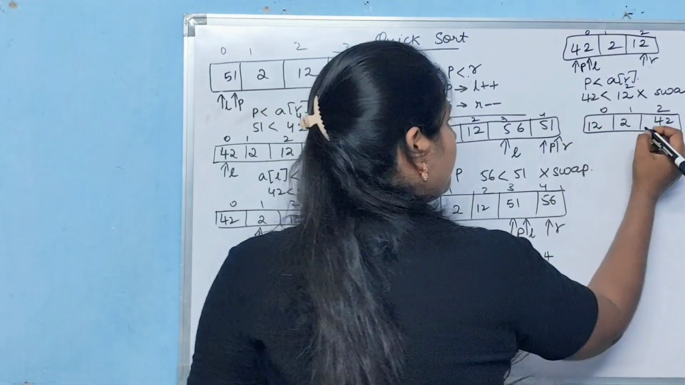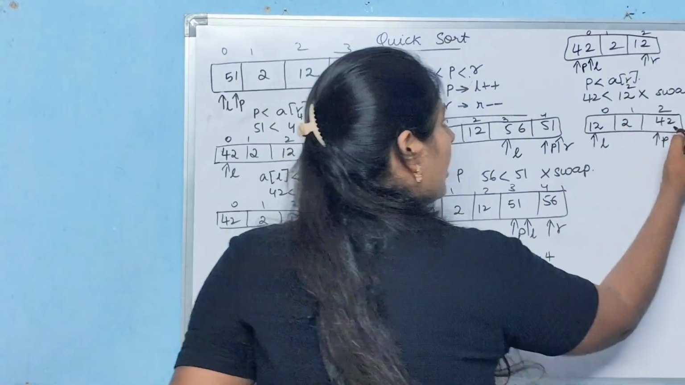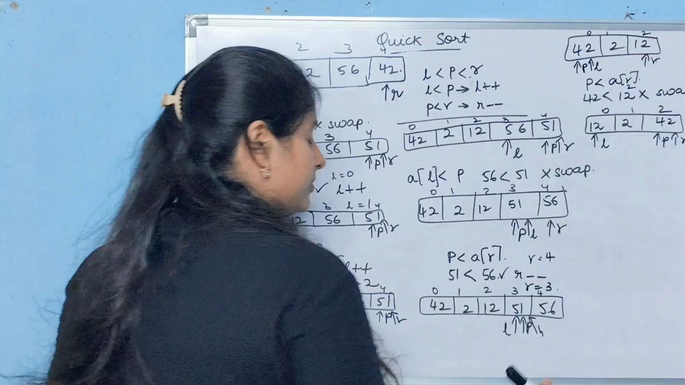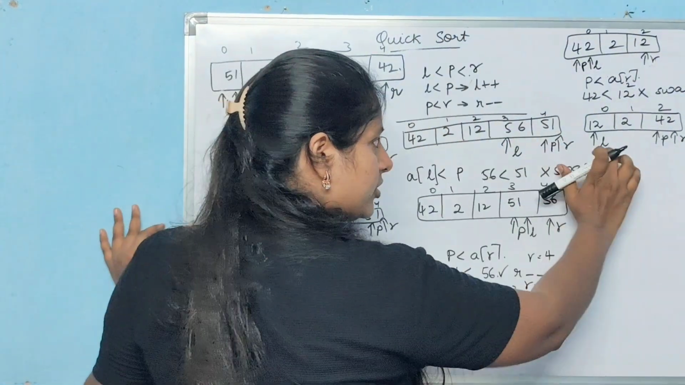Okay, so what was my pivot element? Pivot element here is itself. So, left here and right here. Okay. Now, pivot and right are placed on the same element. So, I have to go comparison from left side.